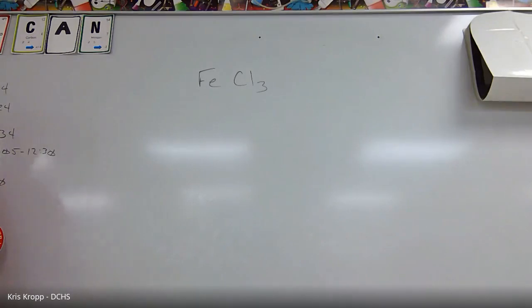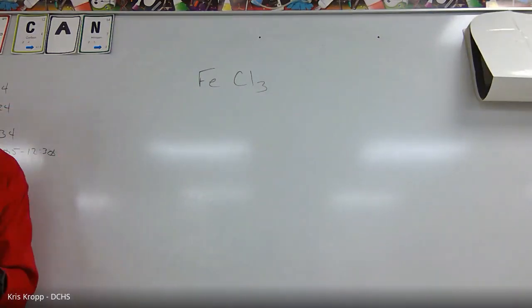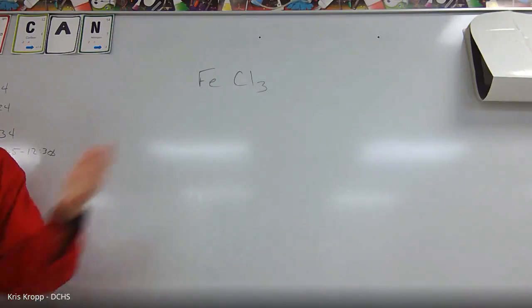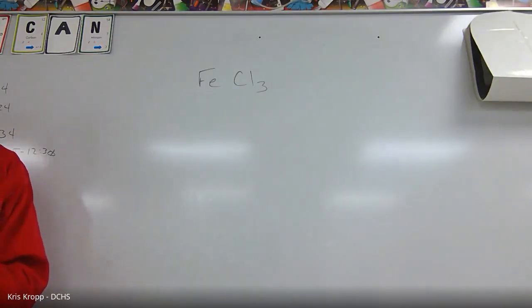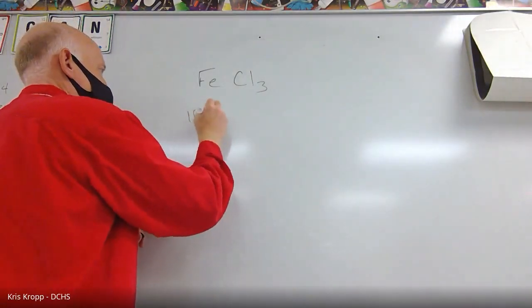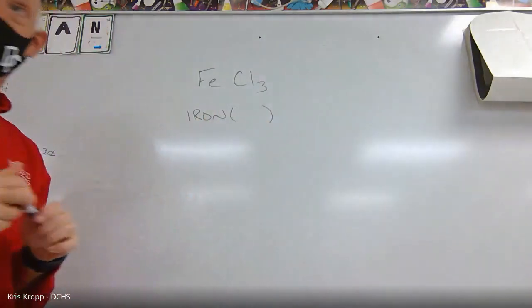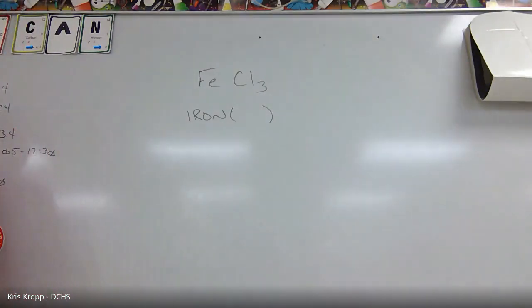All right, FeCl3. Of course, this time I've given you the symbols for the elements. In other words, I've given you the formula, right? So we need to come up with the name of this compound. So step 1, find Fe. What's its name? Is it a transition metal? Yeah. Then it's going to need a Roman numeral. So leave a space for it.